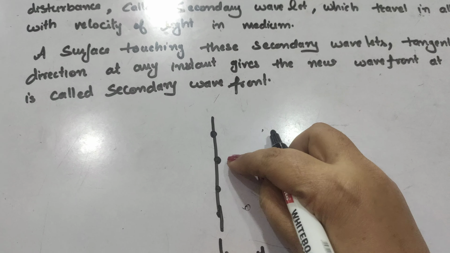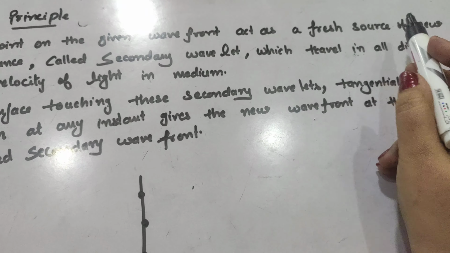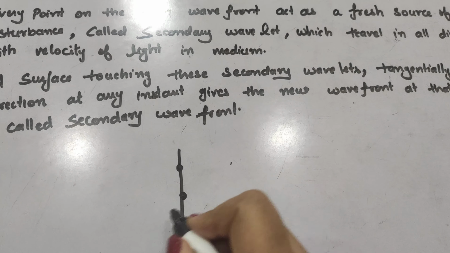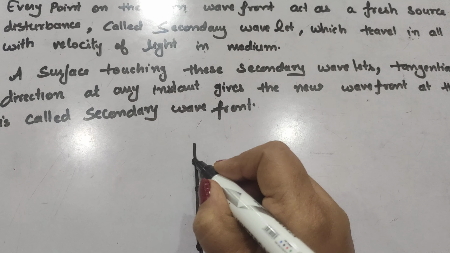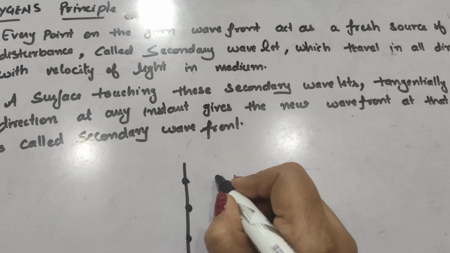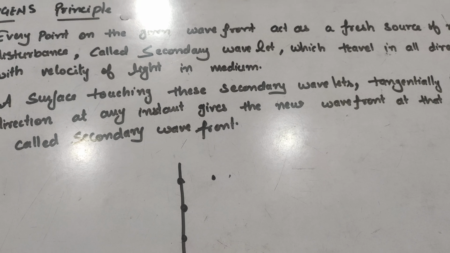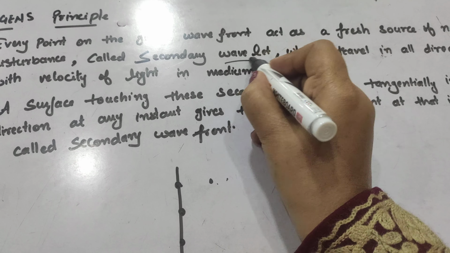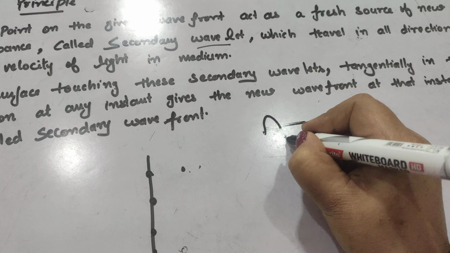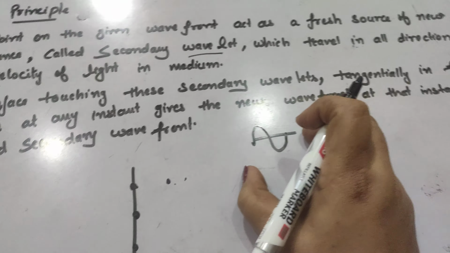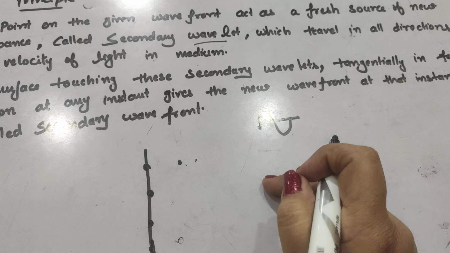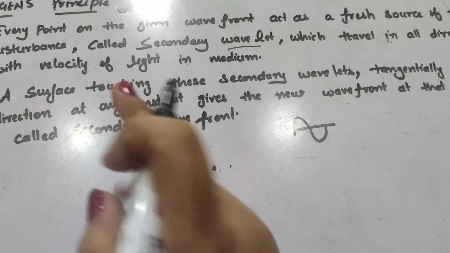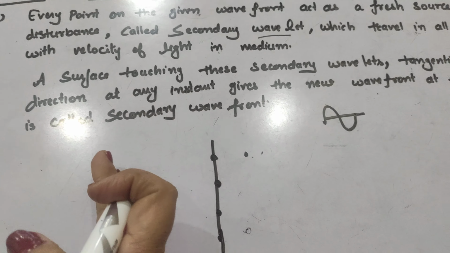So every point on a given wavefront acts as a fresh source of new disturbance. Means since this is also vibrating in the same phase in a given time, it will carry a disturbance which will be transferred to the next particle. That disturbance is known as secondary wavelet. Why is this known as a wavelet? Because this light is in the form of a wave and it is carrying energy which is being transferred to the next particle, and which travels in all directions. All directions means in this direction also and in this direction also.